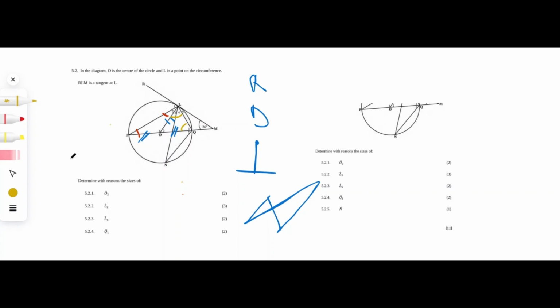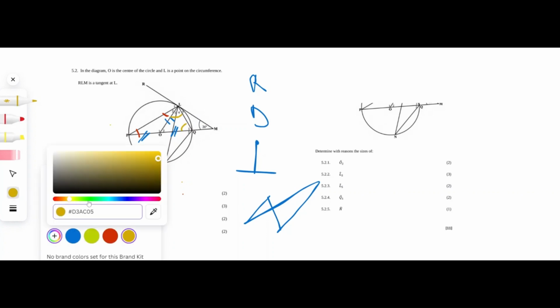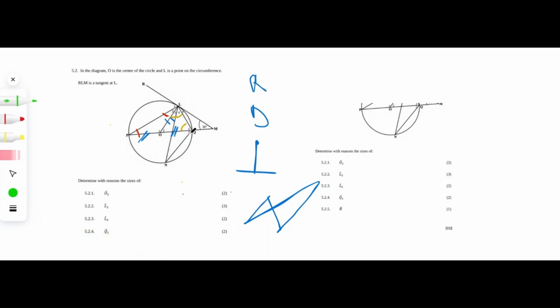Okay. Now, let's continue on. We've identified our radius. What about our diameter? A diameter is a line that passes through our center, touching both ends of our circle, touching both opposite ends of our circle, which is the circumference of the circle, okay? Now, what do we need to know about a diameter? A diameter is a line that subtends a 90-degree angle. Okay, so what does subtend mean?